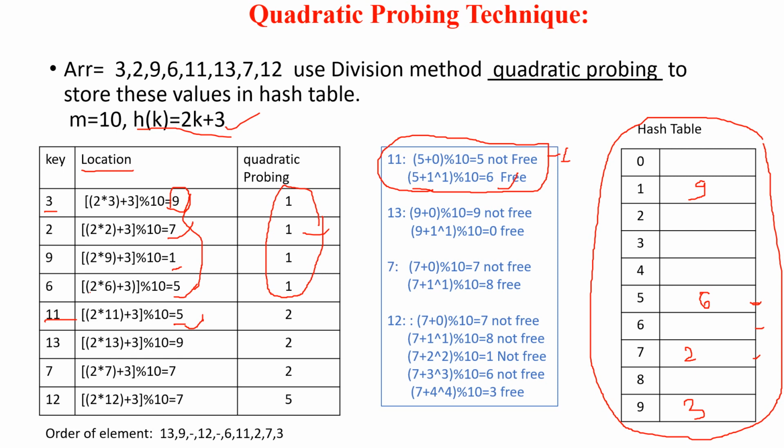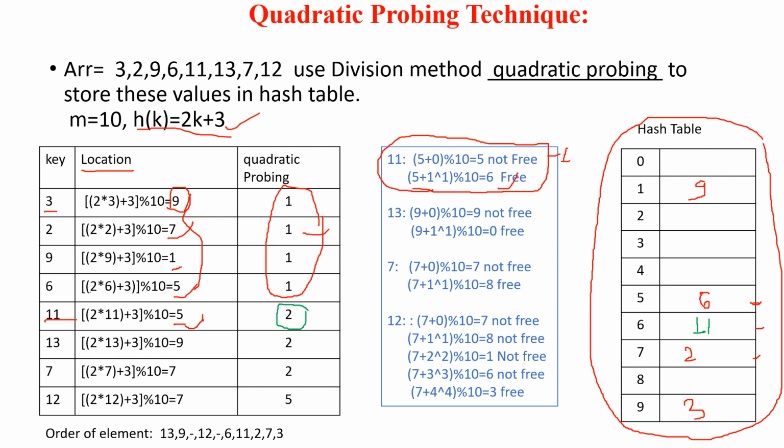And see, you are getting the place the second time. Because of that, the number of probes for the 11 is 2. The number of probes for the 11 is 2, and 11 is going to be stored at what place? 6th place. 11 is stored at 6th place. Right? Next is 13.